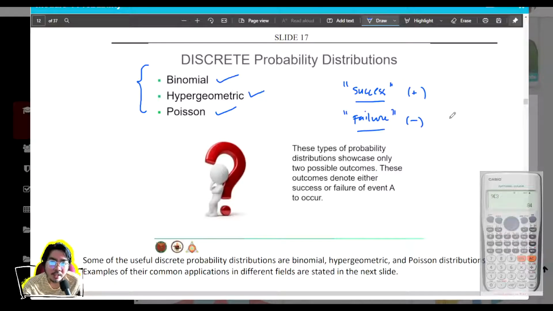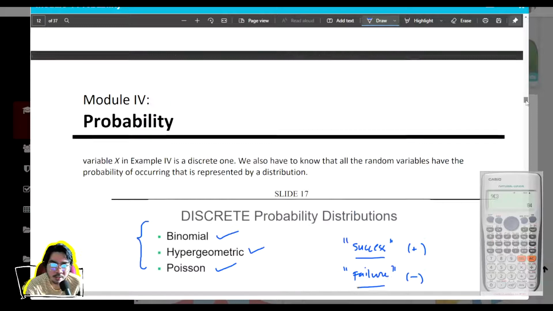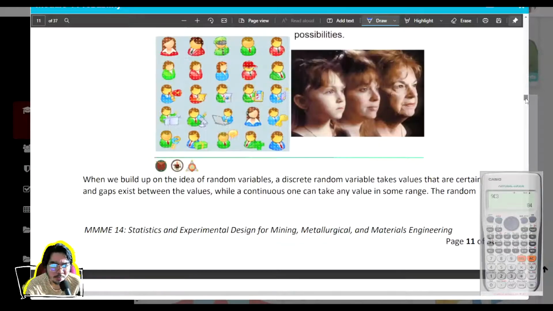Pero again, warning ko lang siguro sa inyo guys na itong success and failure has no emotions involved, no? So wala kayong positive or negative na i-attach sa kanya. You just assign it. It's an arbitrary assignment, no? So success means that it occurs, failure means it does not occur. Okay? So I hope I drove a point there, no?